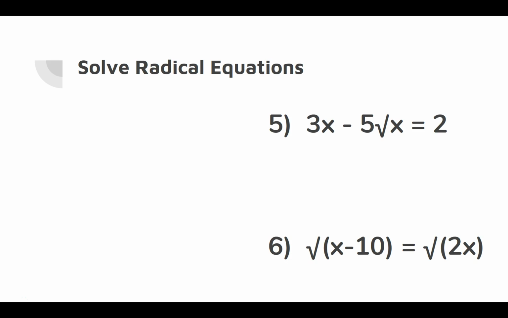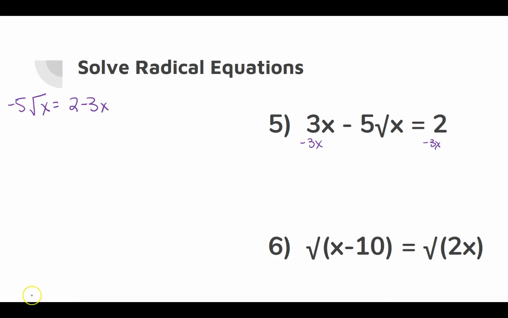Okay? What's different about 5 this time from our other ones? There's an X on the outside and on the inside, right? We have 2 X's going on. So we still need to isolate my radical if I can. So what do we do with that 3X on the outside? Subtract. Yeah, we will subtract 3X first. This gives me negative 5 times the square root of X is equal to 2 minus 3X.